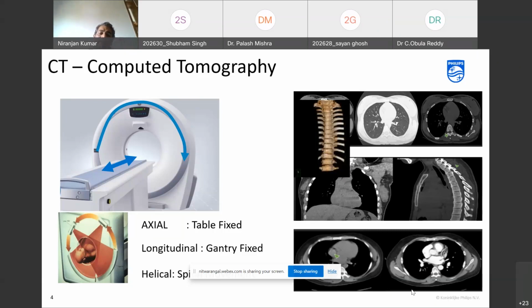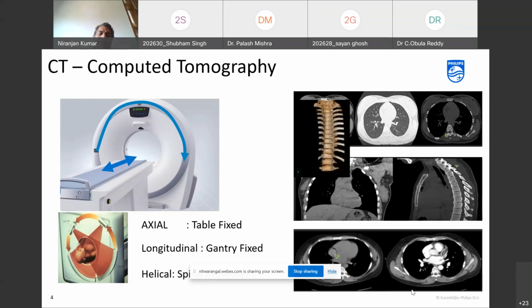If you can see in the picture, there is a patient table where the patient will lie. If anyone has gone for a CT scan, I'm sure you can relate to that. The table moves and takes you through the bore, which you can see here. Although it looks fixed, inside there is a moving structure called the gantry, and on the gantry there is the X-ray source and detector, which you can see in the bottom picture. That's how we take the image.